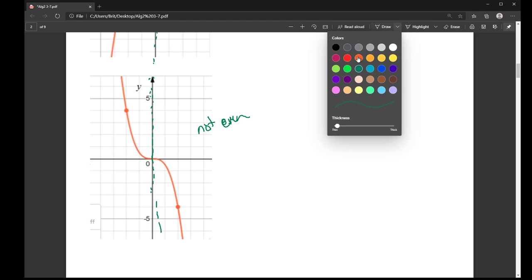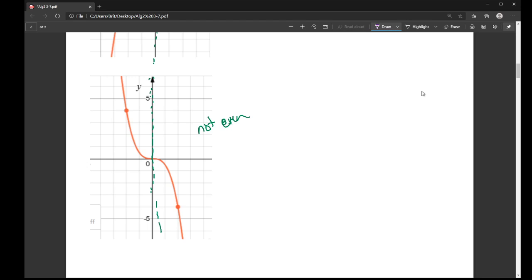It's the odd ones that I struggle with because I have a hard time visually rotating it. So here I'm putting my pin in my origin, so that's a good sign for odd. So it goes 2 to the left and 4 up. This one goes 2 to the right and 4 down. So it is symmetric about the origin. So this is an odd function.